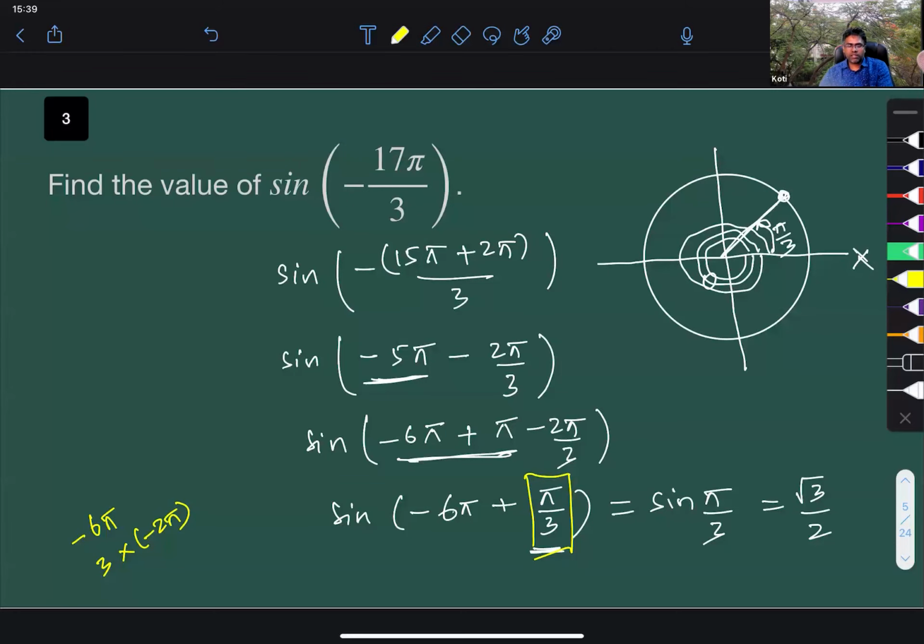So if you understand this, you know that you can always safely ignore any multiples of 2 pi. The positive multiples of 2 pi or the negative multiples of 2 pi, either of them you can ignore, because they don't change your output value. You understand, Harsha? Yes, sir. Then you are back to simply sine pi by 3, which is root 3 by 2.